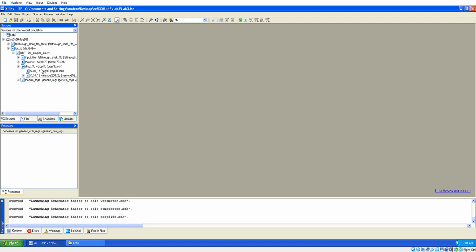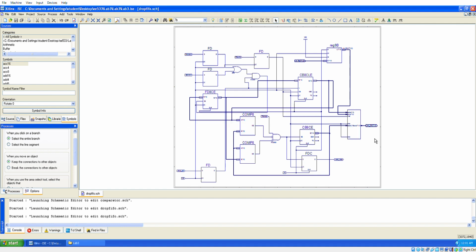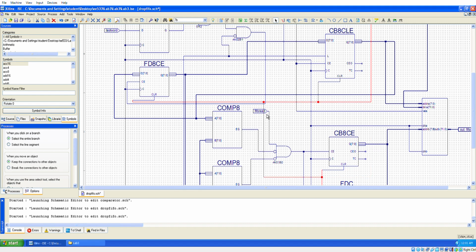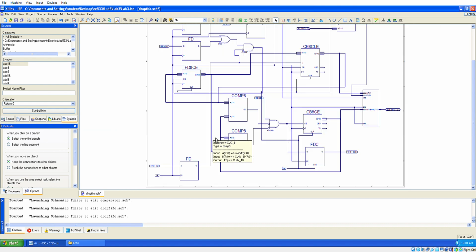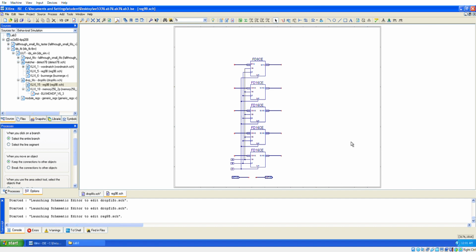The top level is the drop FIFO. This is the most complex one, and it's the top level. We had to add in this dual port memory, which I did using the IP core. And then aside from this, we had to create this Reg9 schematic.